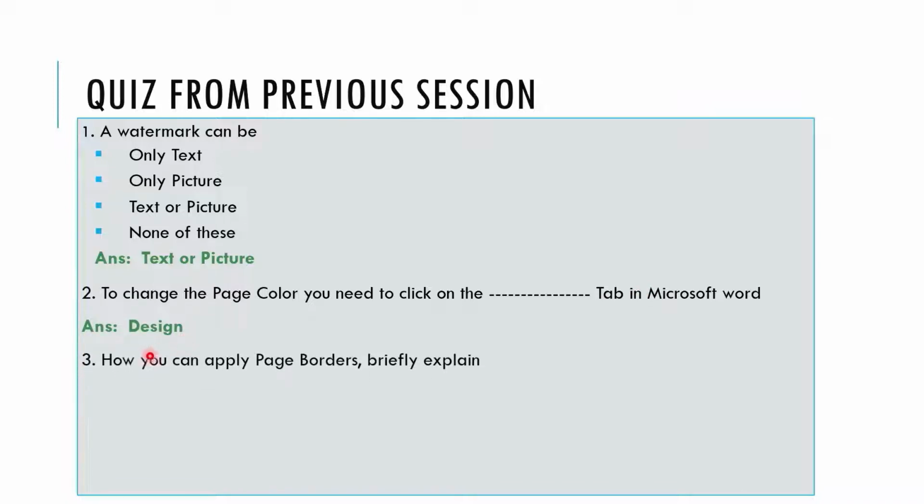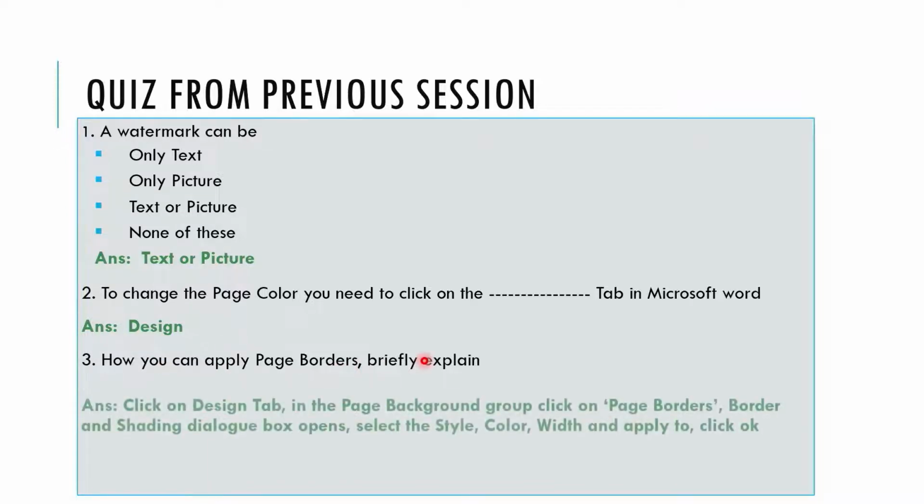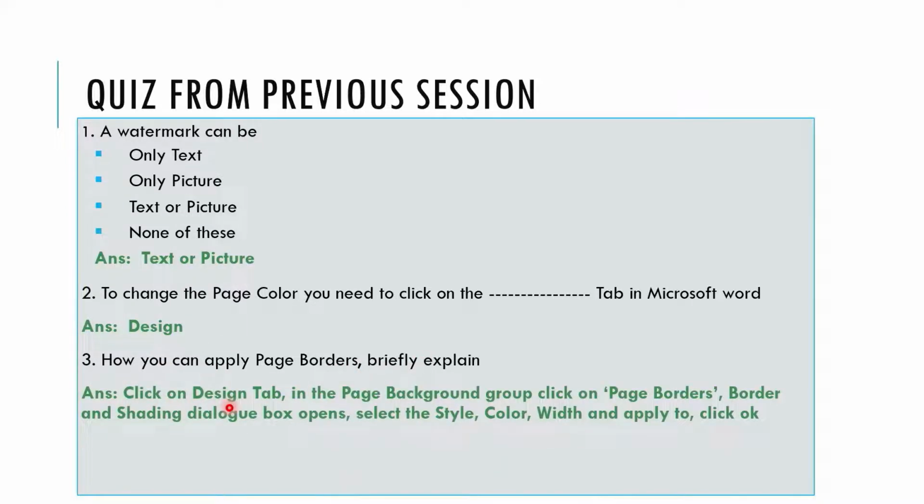The next one, how you can apply page borders, briefly explain. You need to click on the Design tab. In the Page Background group, click on Page Borders. Border and Shading dialog box opens. In that dialog box, you need to select the Style, Color, Width and Apply to, and then click on OK, and then you will get a page border based on what you have selected in the Border and Shading dialog box.